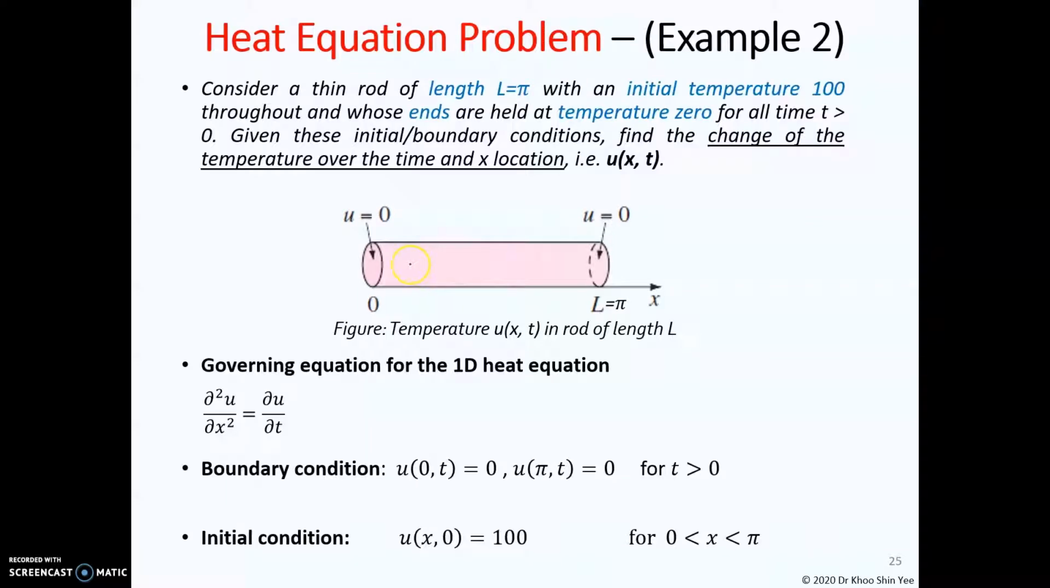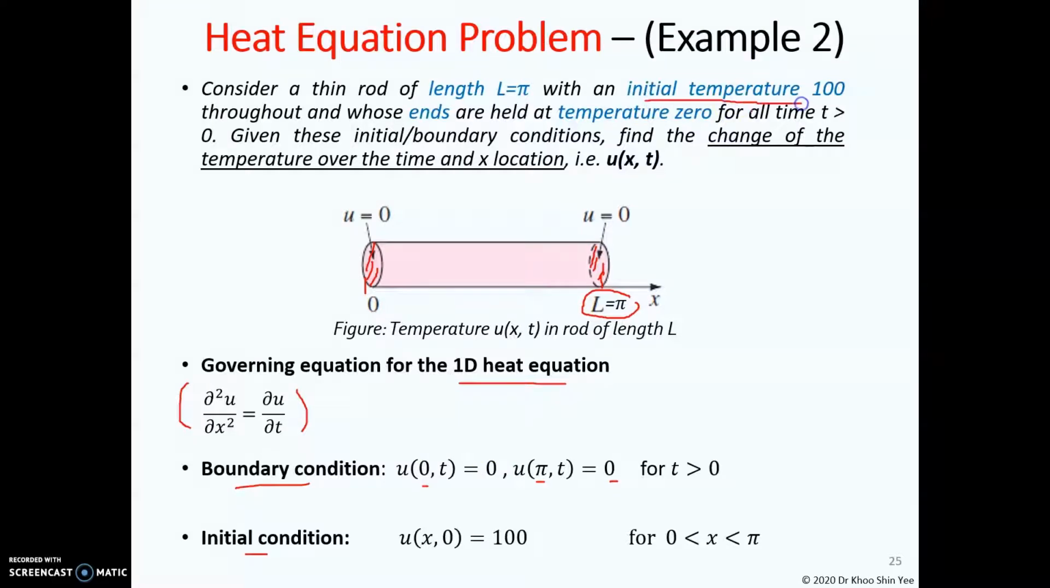In this example, we have a heated rod that can be defined by this 1D heat equation here. This example has the same boundary condition and initial condition similar to example 1, where the temperature is equal to 0 at both ends of the rod, and the length is given equal to pi in this case. Therefore, at x equal to pi here, you have the temperature equal to 0. And over here at x equal to 0, you have the temperature u equal to 0.